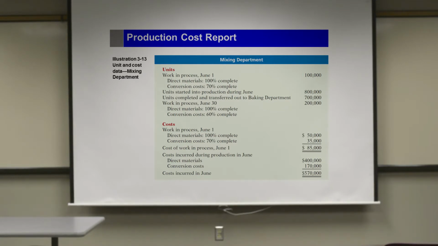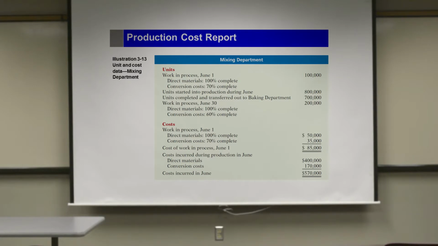about making the Eggo waffle. You've got the beginning inventory, which is direct materials 100% complete, conversion cost 70% complete, for 100,000 units. Then the units that you started during the period is 800,000. So those 900,000 units are the units that you need to account for, out of which 200,000 are still in process and 700,000 were completed and transferred out to the next process, that is, the baking. Then we have the costs which have been incurred.